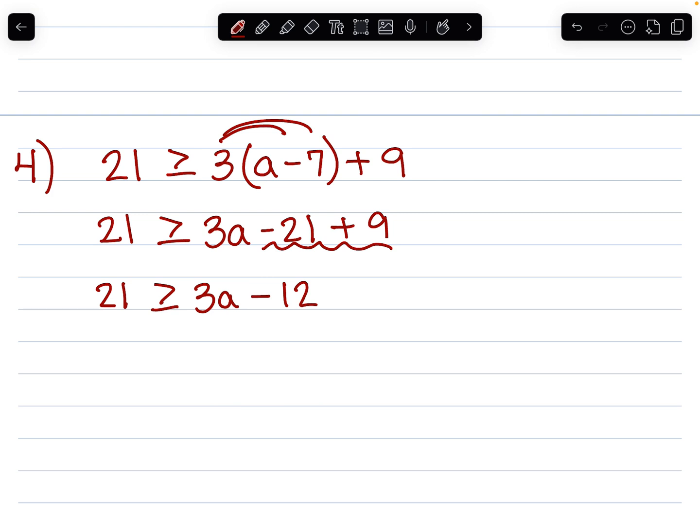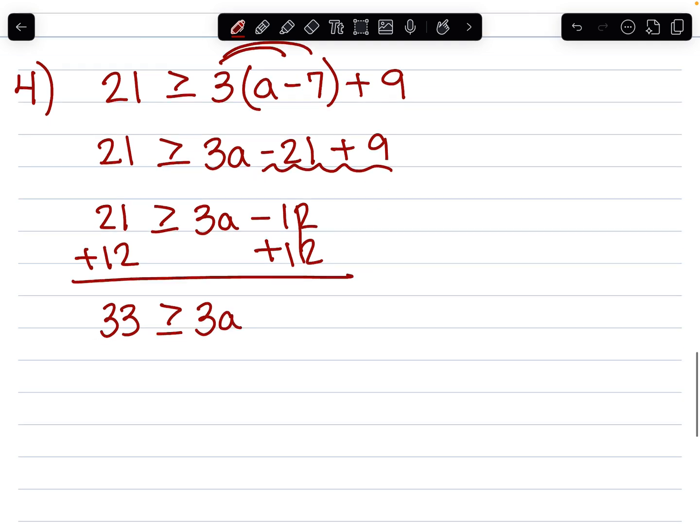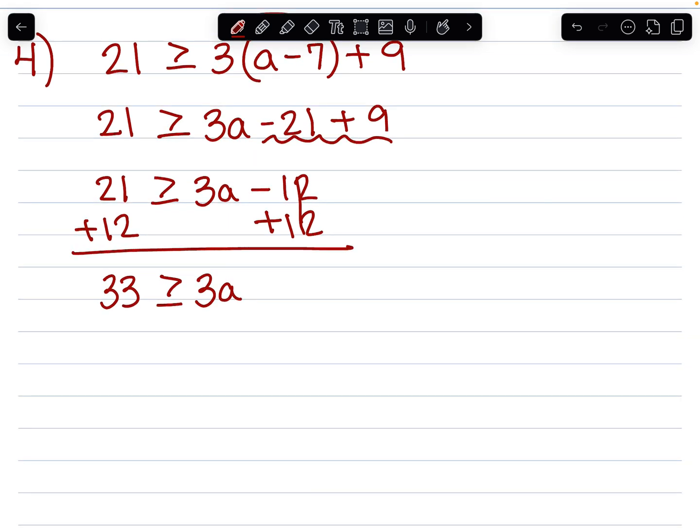Angie, do you know my next step? Good. We want to get 3a by itself, so we add 12 to both sides. We get 33 is greater than or equal to 3a. And then, Alice, what about my last step? Did you say 3? Good. Okay, so we get 11 is greater than or equal to a.